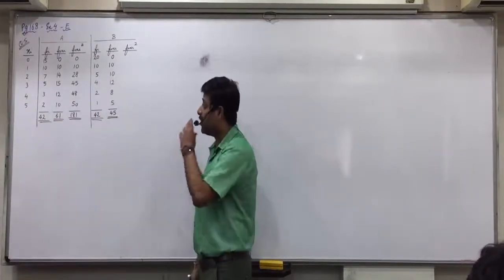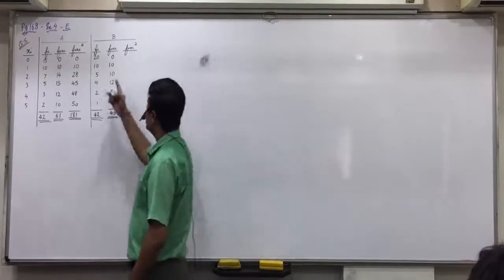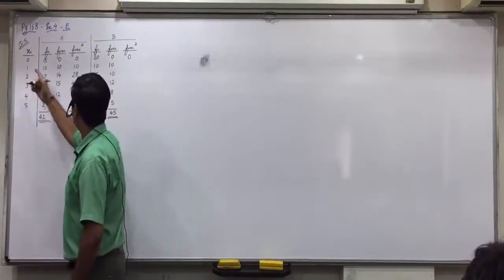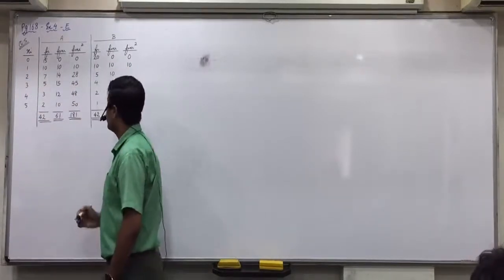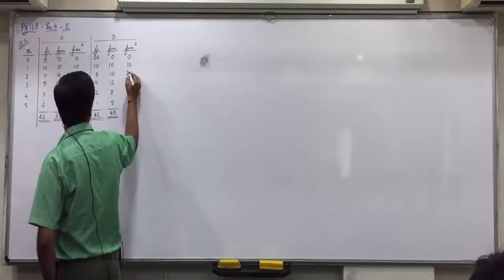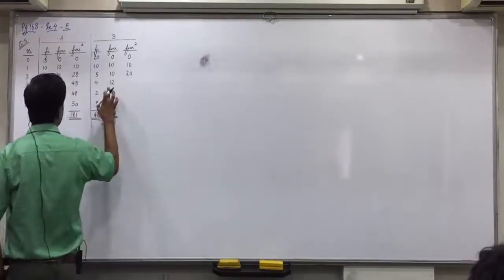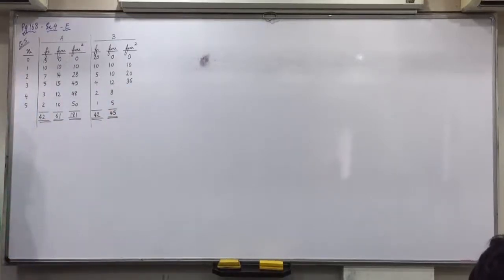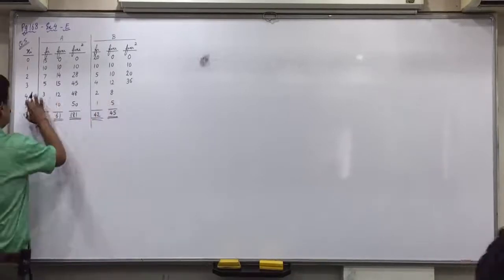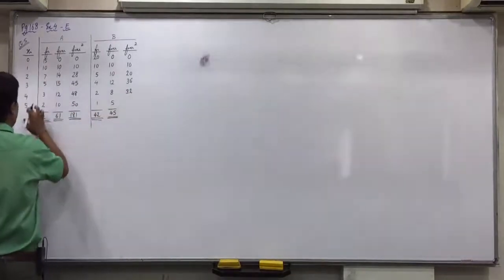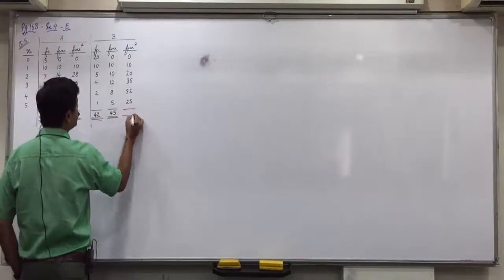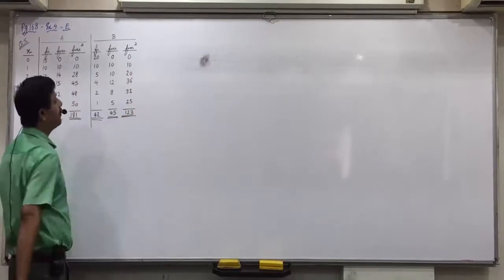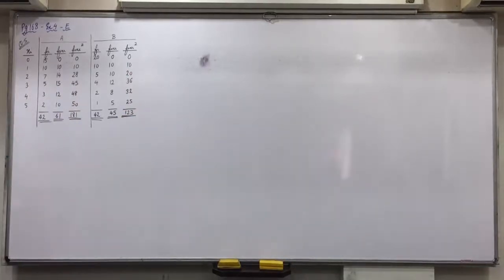Fixi square for team B. 0 into 0, 0. Fixi into xi: 10 into 1, 10, 10 into 2, 20, 12 into 3, 36, 8 into 4, 32, and 5 into 5, 25. Correct. So 10, 30, 60, 90, 110, 117, 123. Anyone having any doubt in this, raise your hand.